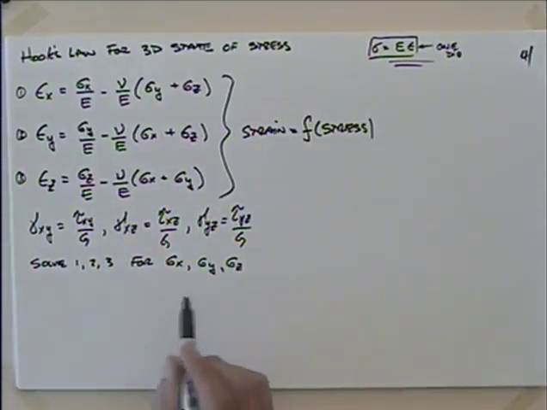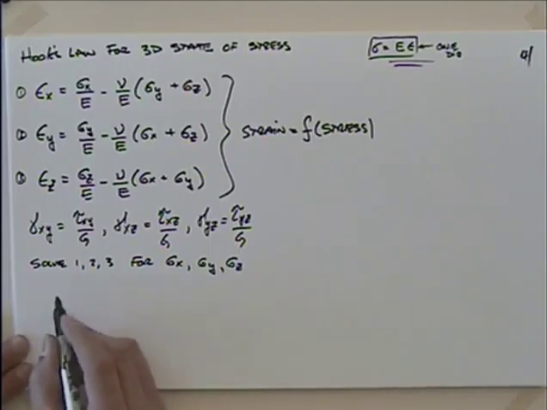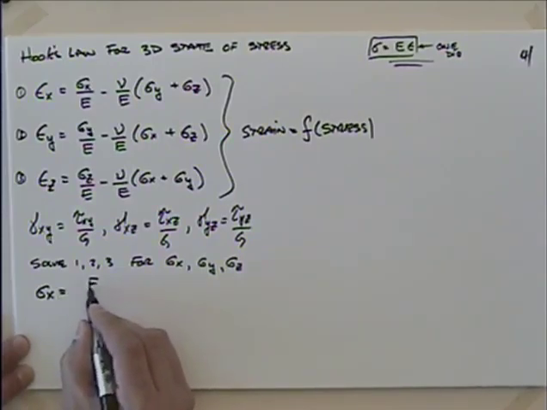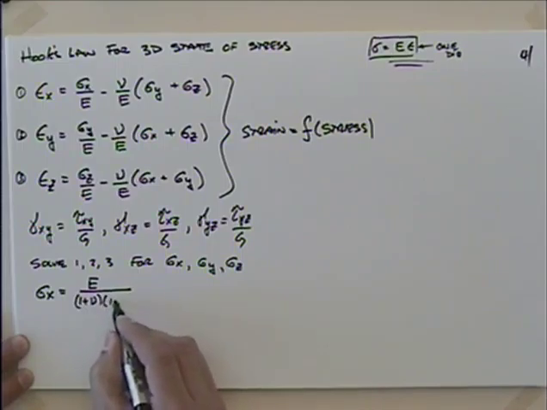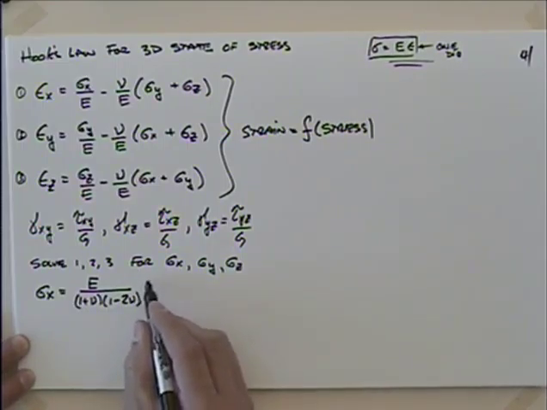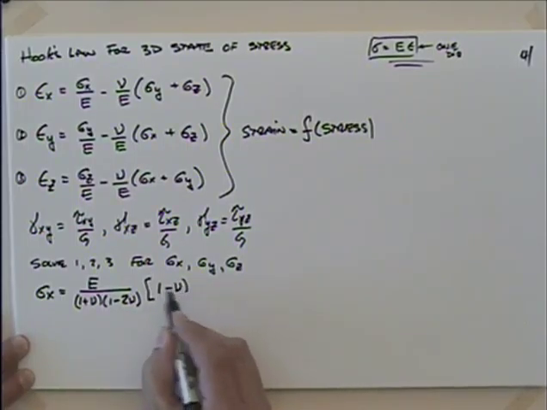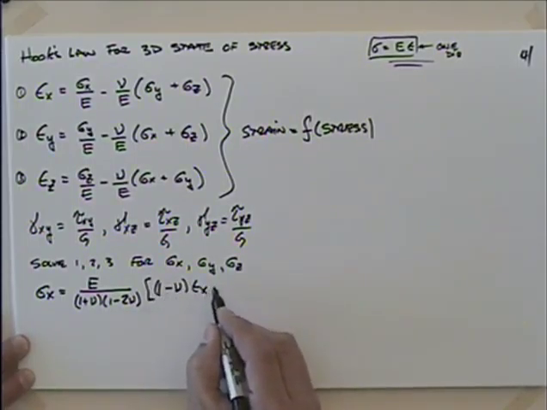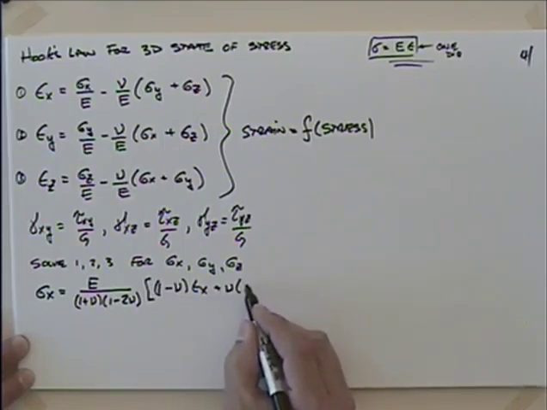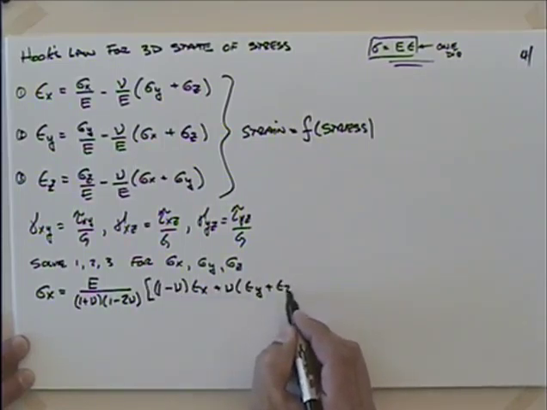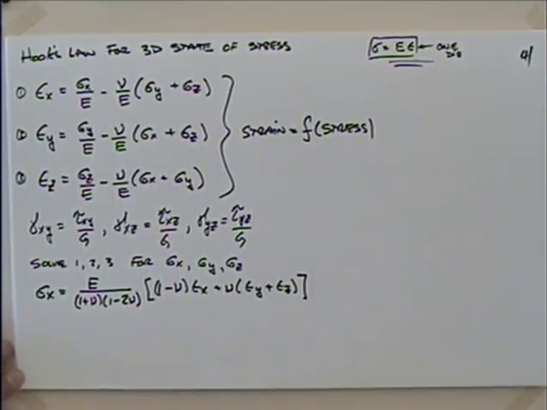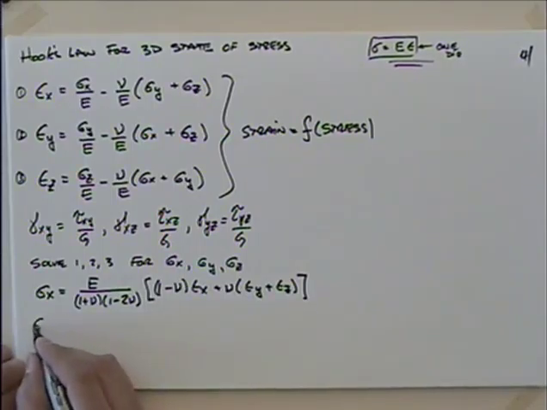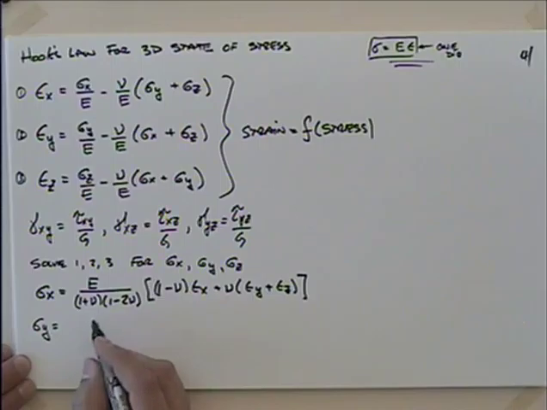If I rearrange these, I could get stress as a function of strain. So let's see what that would look like. We would have sigma x equal to Young's modulus divided by 1 plus Poisson's ratio over 1 minus 2 times Poisson's ratio, times the quantity 1 minus Poisson's ratio times epsilon x plus Poisson's ratio times epsilon y plus epsilon z. And you can see why we decided not to study this first. Okay. Then sigma y, you can start to see the trend here.